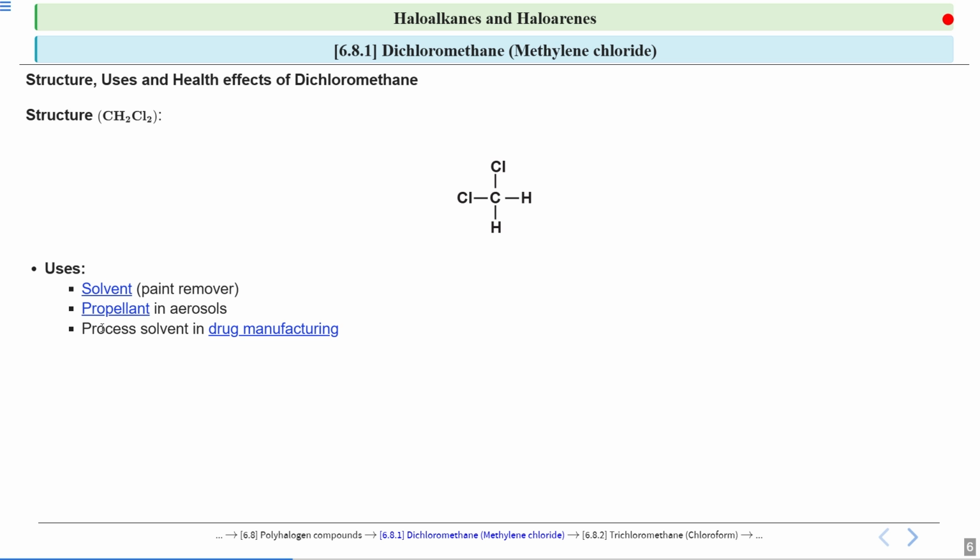We also use dichloromethane as a process solvent in drug manufacturing. The fourth use is as a metal cleaning and finishing solvent. In metal cleaning and degreasing, we use dichloromethane significantly. So these are the uses of dichloromethane, or you can call it methylene chloride. Both are names given to this structure. This is a polyhalogen compound.